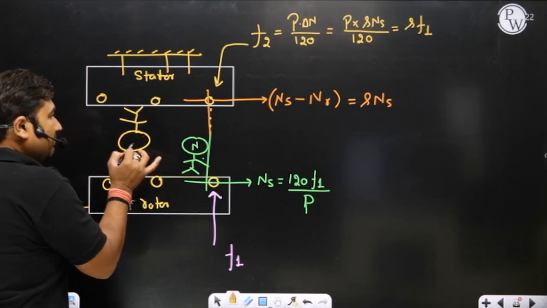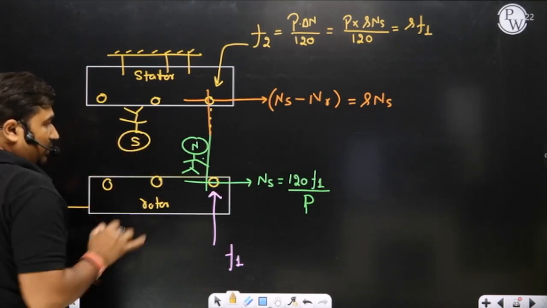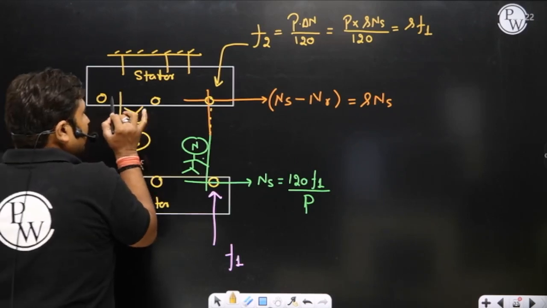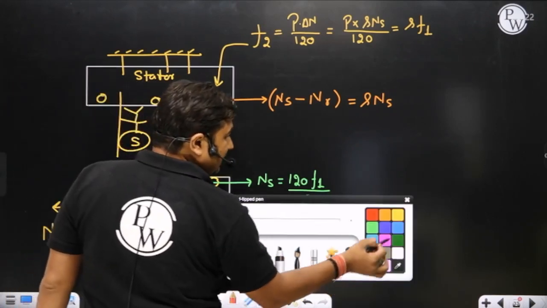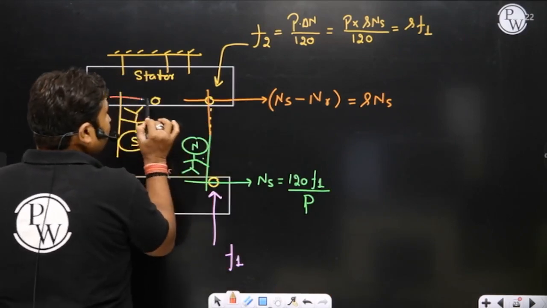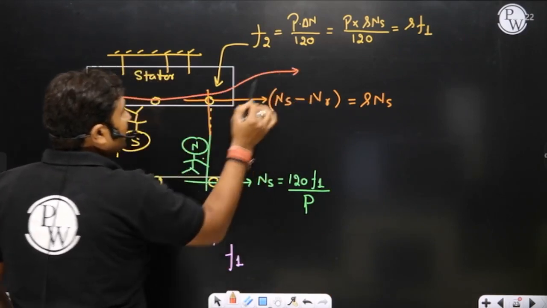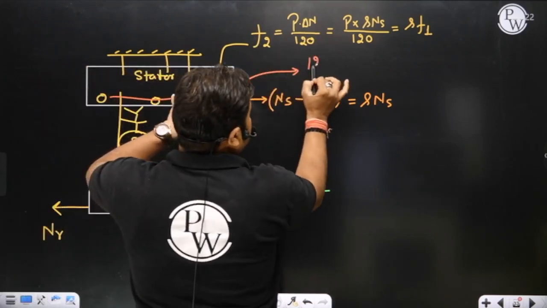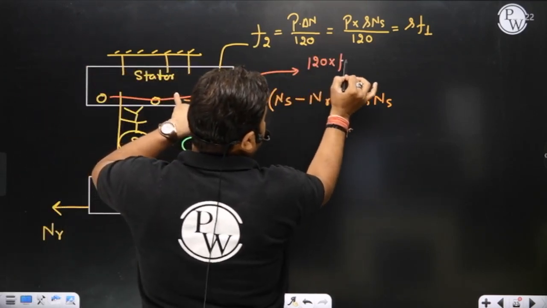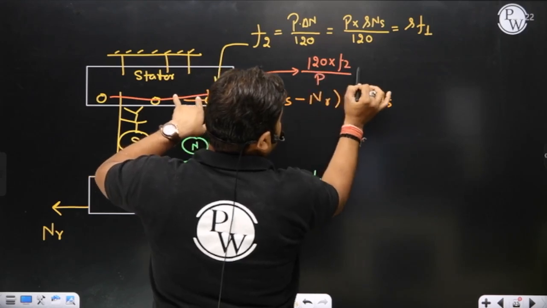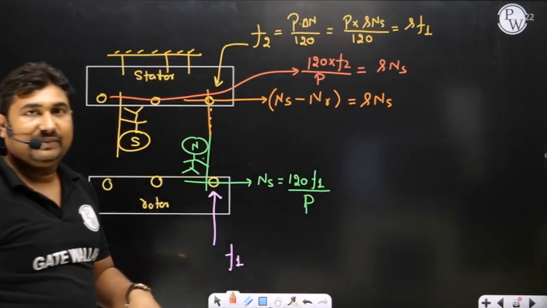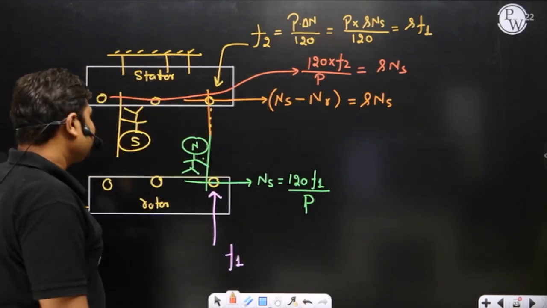The stator rotating magnetic field, let us suppose a south pole, is rotating at a speed that depends upon the frequency of current flowing in the stator. So what is the frequency of current flowing in stator? f2. So, sir, this will rotate at a speed of 120 f2 by P. That will be equal to s ns only. Is it okay? Yes, sir.